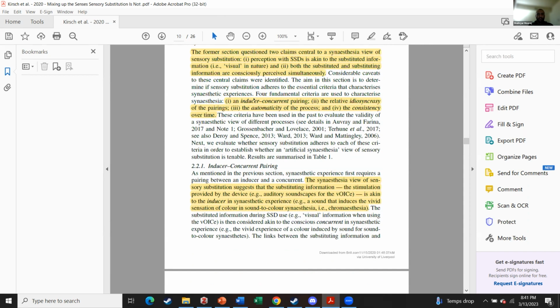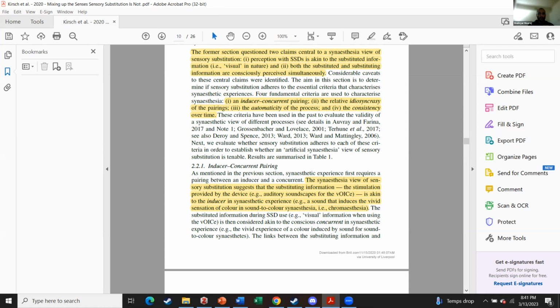Then the other thing that they talk about is inducer-concurrent pairing. When they talk about inducer and concurrent, the inducer is the information that you want them to perceive, and the concurrent is the secondary information when it comes to sensory substitution. So again, the visual image of a ball would be the inducer, and then the concurrent information would be the shock on the tongue, for example.